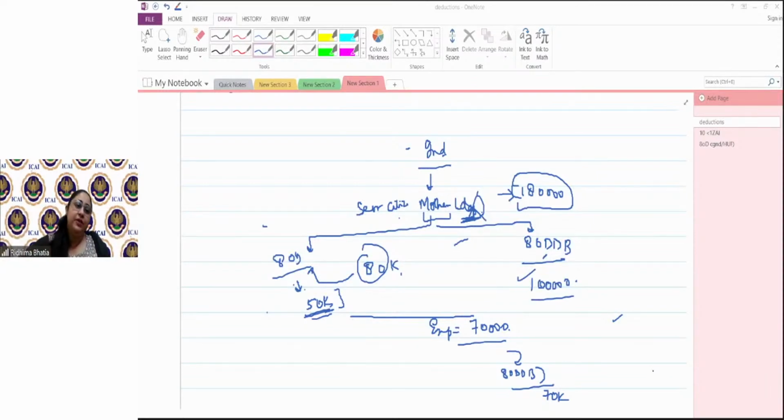मैंने 50,000 अपनी जेब से खर्च किए, but अब claim में I have received 30,000. So what is the net expenditure? 20,000, na? So 20,000 or the limit, we have to compare.